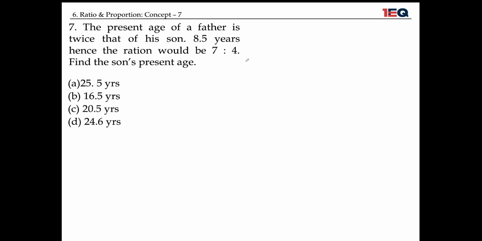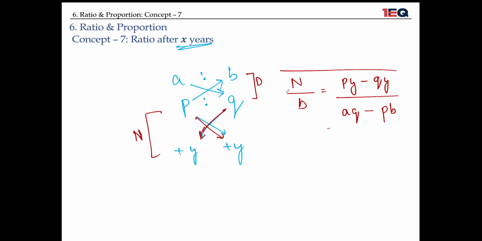In this question, there is a good possibility that I can apply the cross multiplication method, the one which I taught over here. Okay, I'll show you how I applied it. The present age of the father is twice that of his son. Okay, so this is the father and this is the son. 2 times of the son, 2 is to 1.